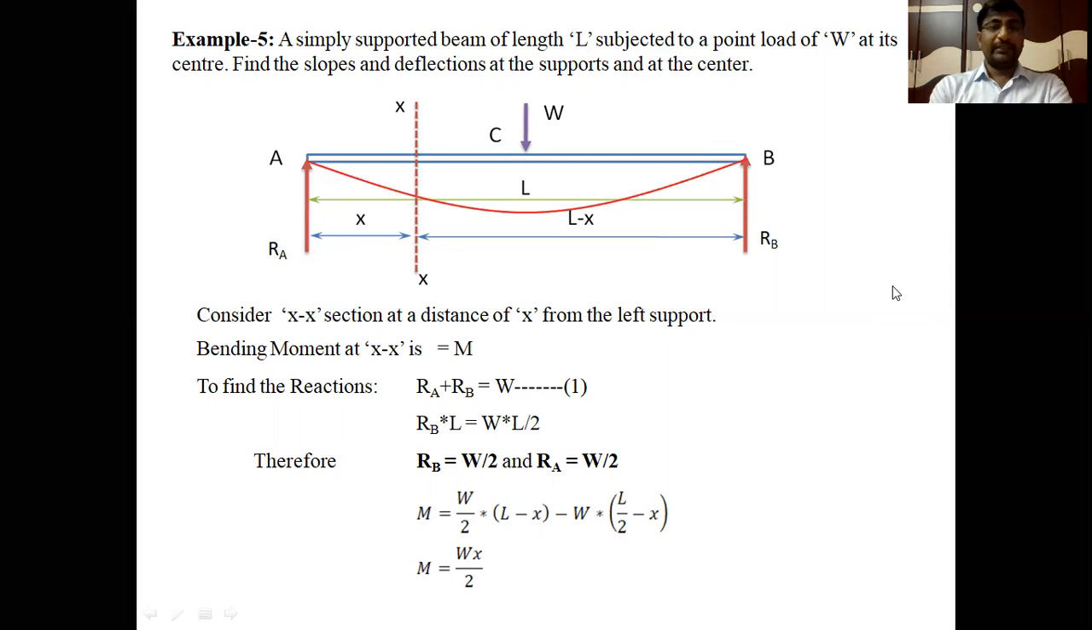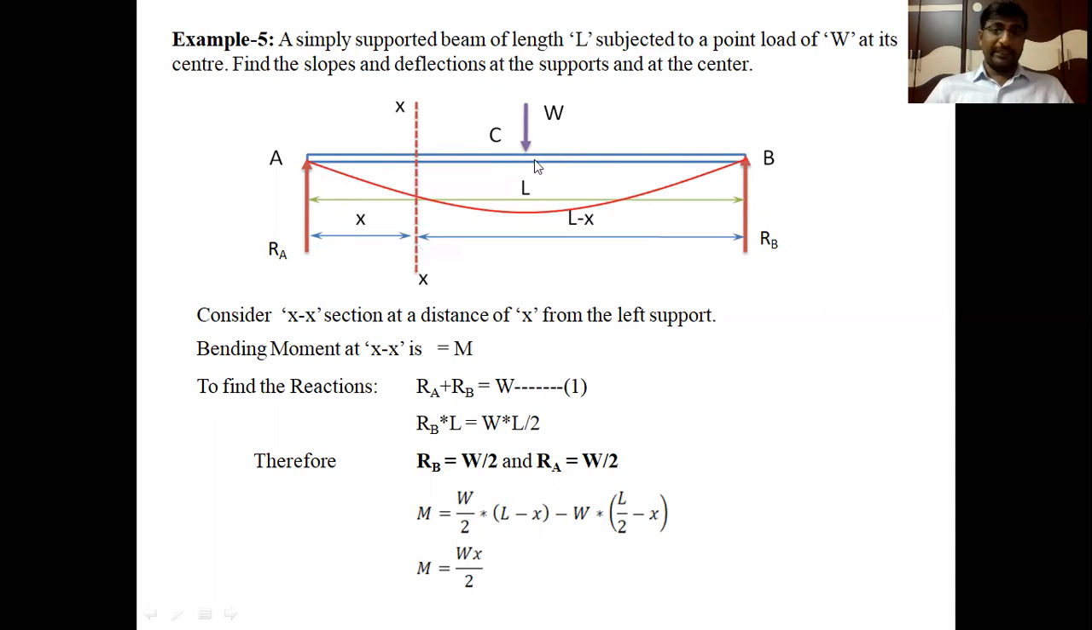Take the X-axis section. You should take the X-axis section in between A and C, from the left support. This section is applicable only in between A and C. This section is not applicable between B and C. Whenever the section crosses C, it is invalid between B and C.